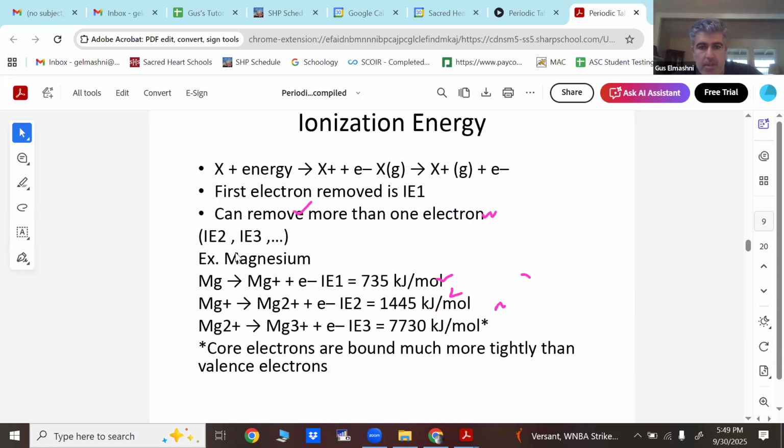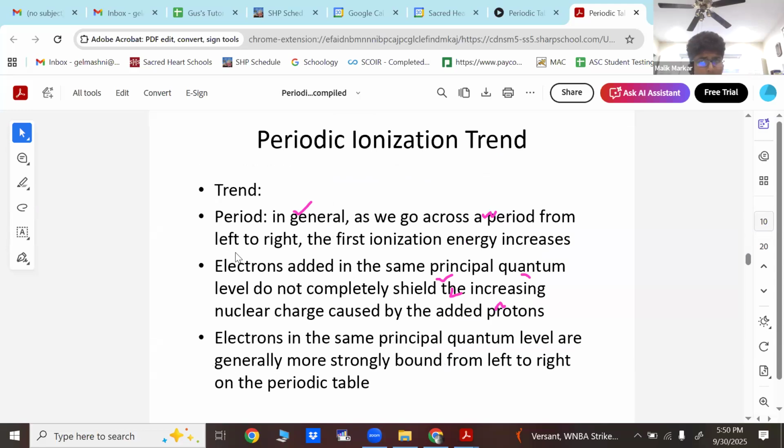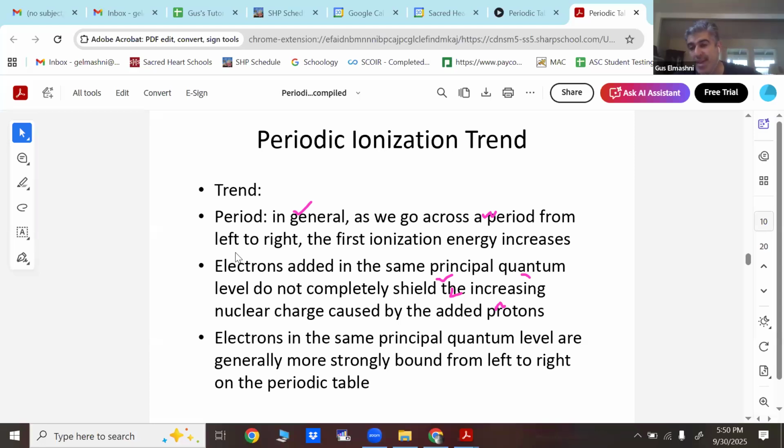Have you guys talked about second or third ionization energy? I don't think so. Okay, we won't get into that. It's fine. So in general, as we go across the period from left to right, the first ionization energy, we say first because you're removing one. The second means you're removing two electrons. Third, you're removing three electrons.